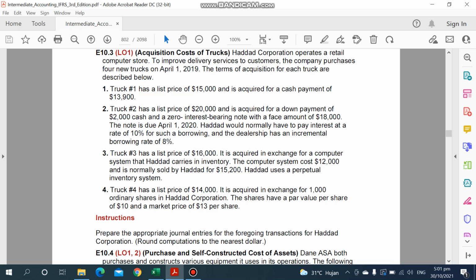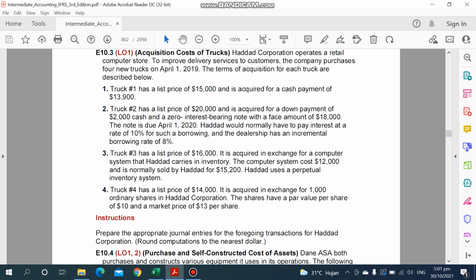The next question is E10.3. Haider Corporation operates a retail computer store. To improve delivery services to customers, the company purchases 4 new trucks on April 1st, 2019. The terms of acquisition for each truck are described below. So there are 4 acquisitions of the trucks, and we need to make the appropriate journal entries regarding these 4 transactions.